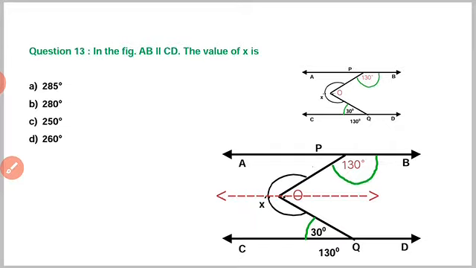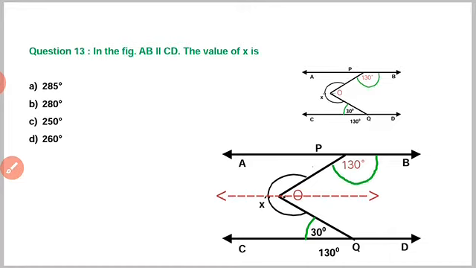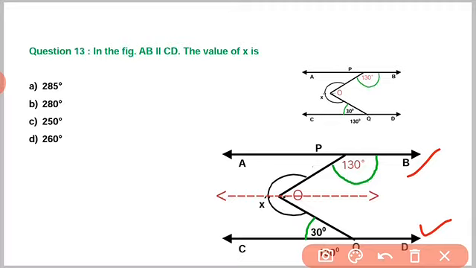In question number 13, we have been given AB parallel to CD, then we need to find the value of x. This x and these values are given. In this we have to do construction. We have to draw a line parallel to AB and if it is parallel to AB, it will be parallel to CD also.